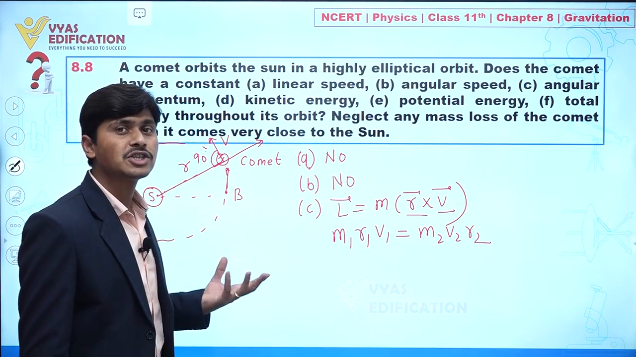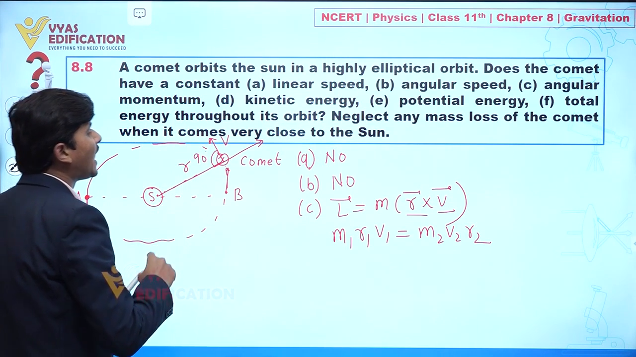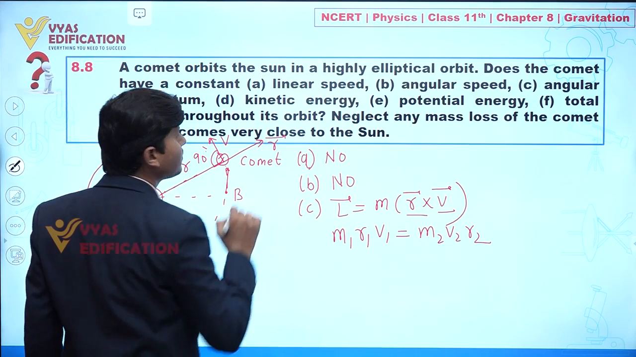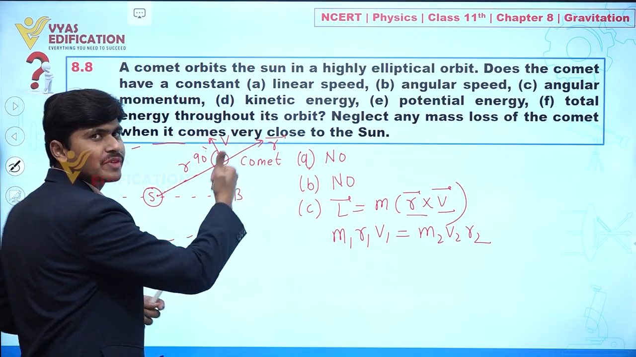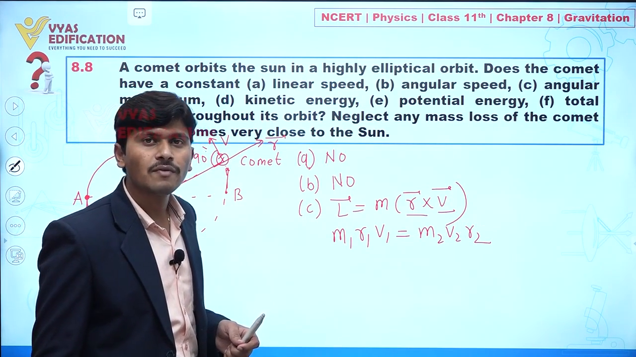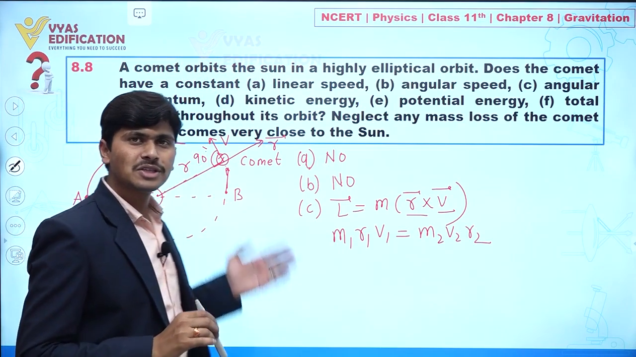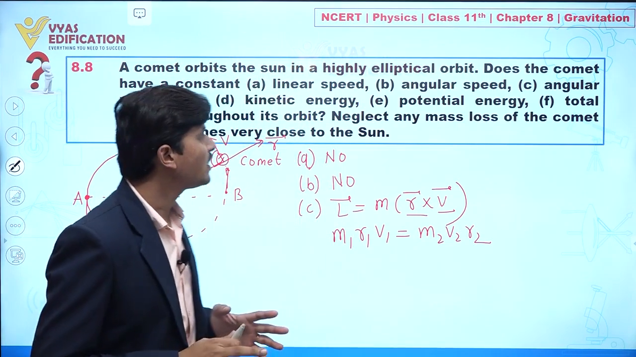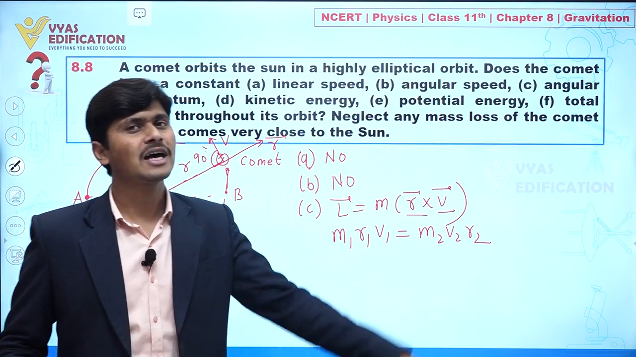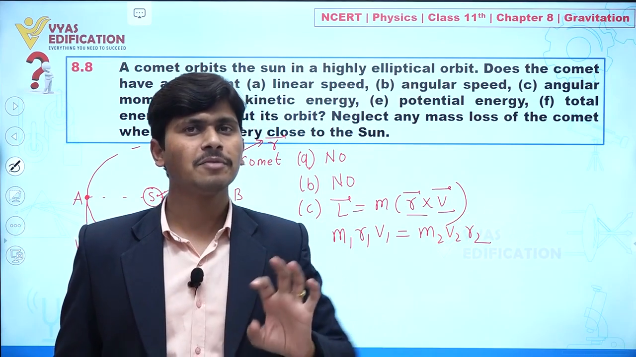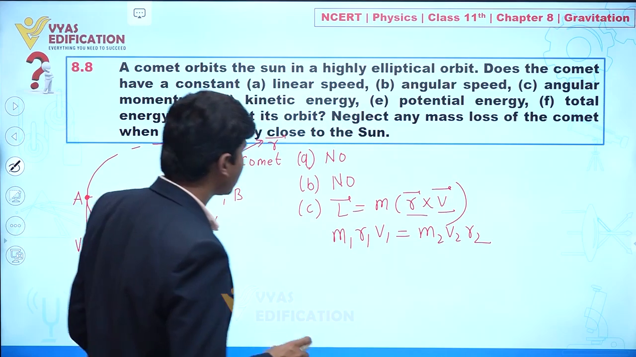And what about the direction of angular momentum? The direction of angular momentum is given by r cross v. This is the r vector and this is v. If we curl our fingers from r to v, it will give you the direction of angular momentum, and the direction is perpendicular to this screen. So whenever a comet is revolving around the sun in an elliptical orbit, is angular momentum conserved? Yes, definitely angular momentum is conserved.